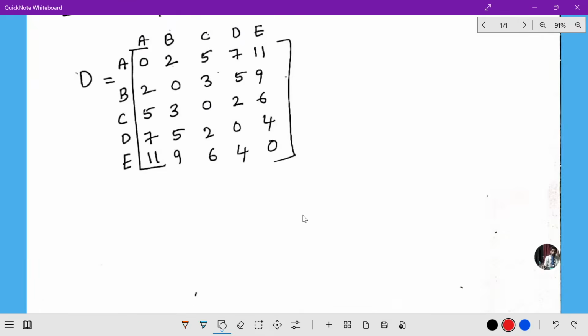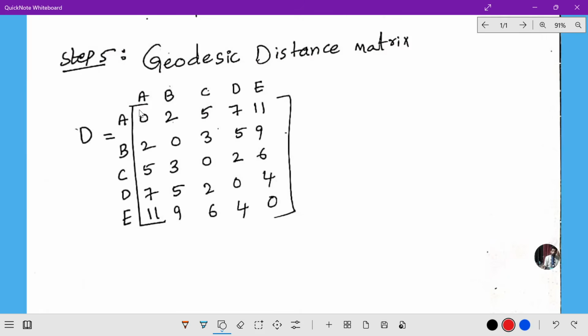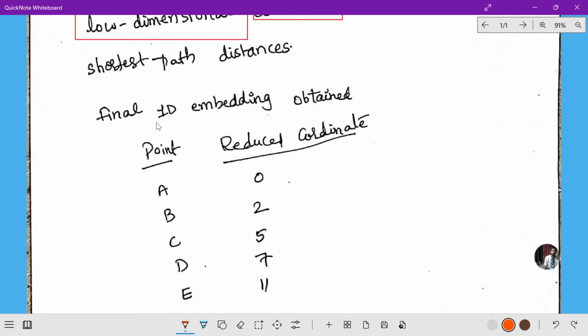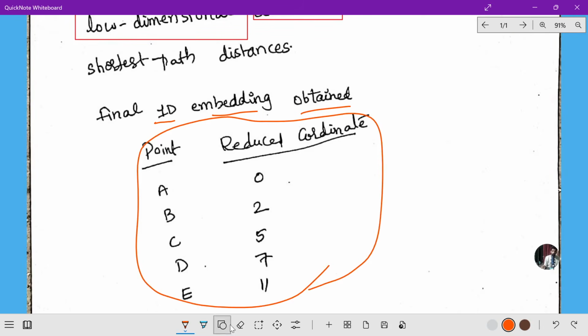So what are the low dimensional coordinates? Remember all of you, the low dimensional coordinates are this one. After applying MDS, A is 0, B value is 2, C is 5, and this is 7, this is 11. Actually this is called a single dimensional matrix. Now you observe, this is called the final one-dimensional embedding obtained. So for the given coordinates, this is the final answer.